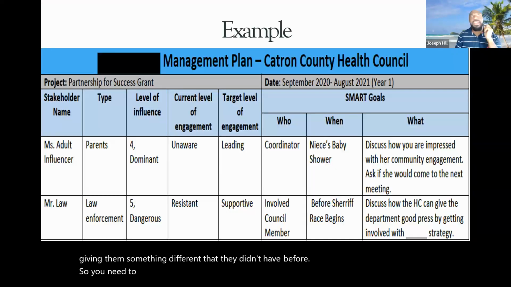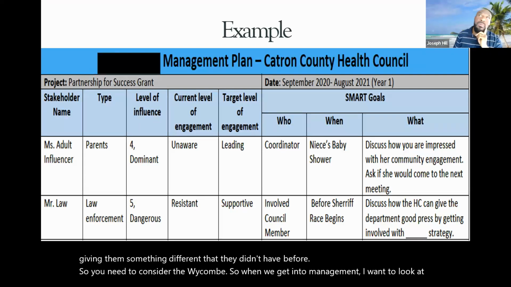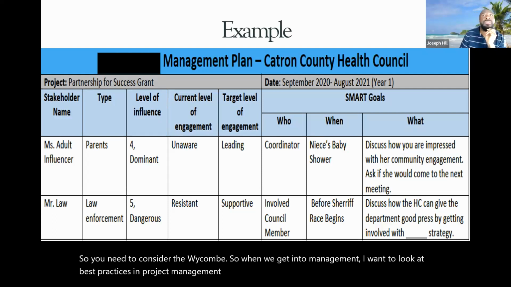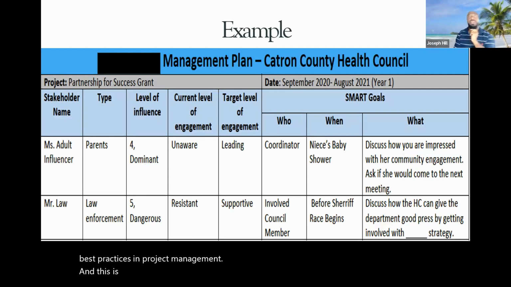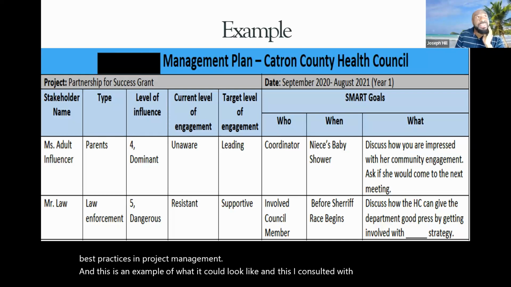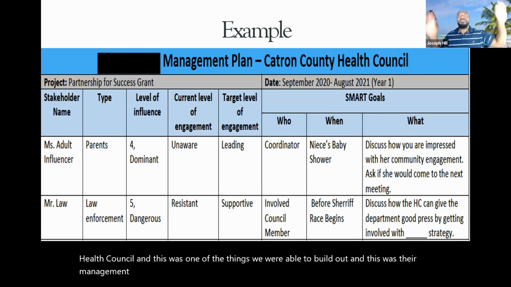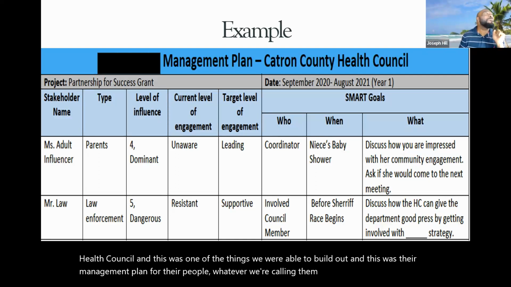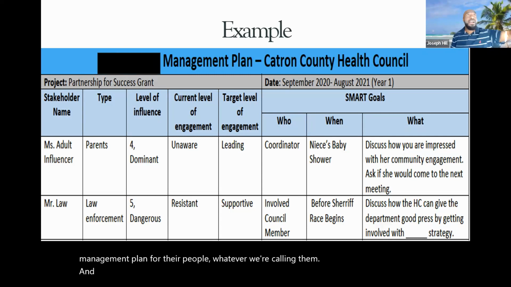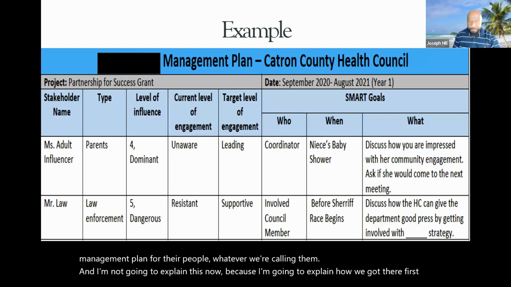So when we get into management, I want to look at best practices in project management. And this is an example of what it could look like. I consulted with Catherine County Health Council, and this was one of the things we were able to build out. This was their management plan for their people, whatever we're calling them. I'm not going to explain this now because I'm going to explain how we got there first, right?